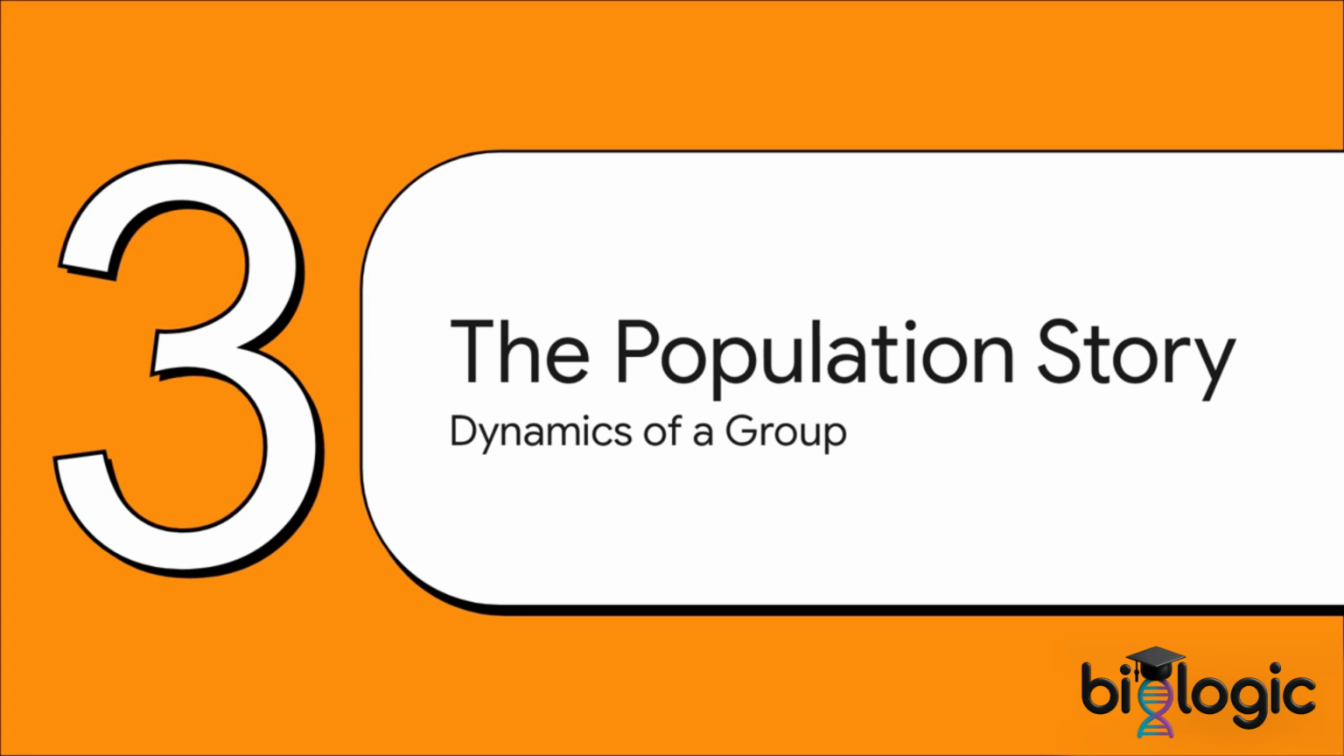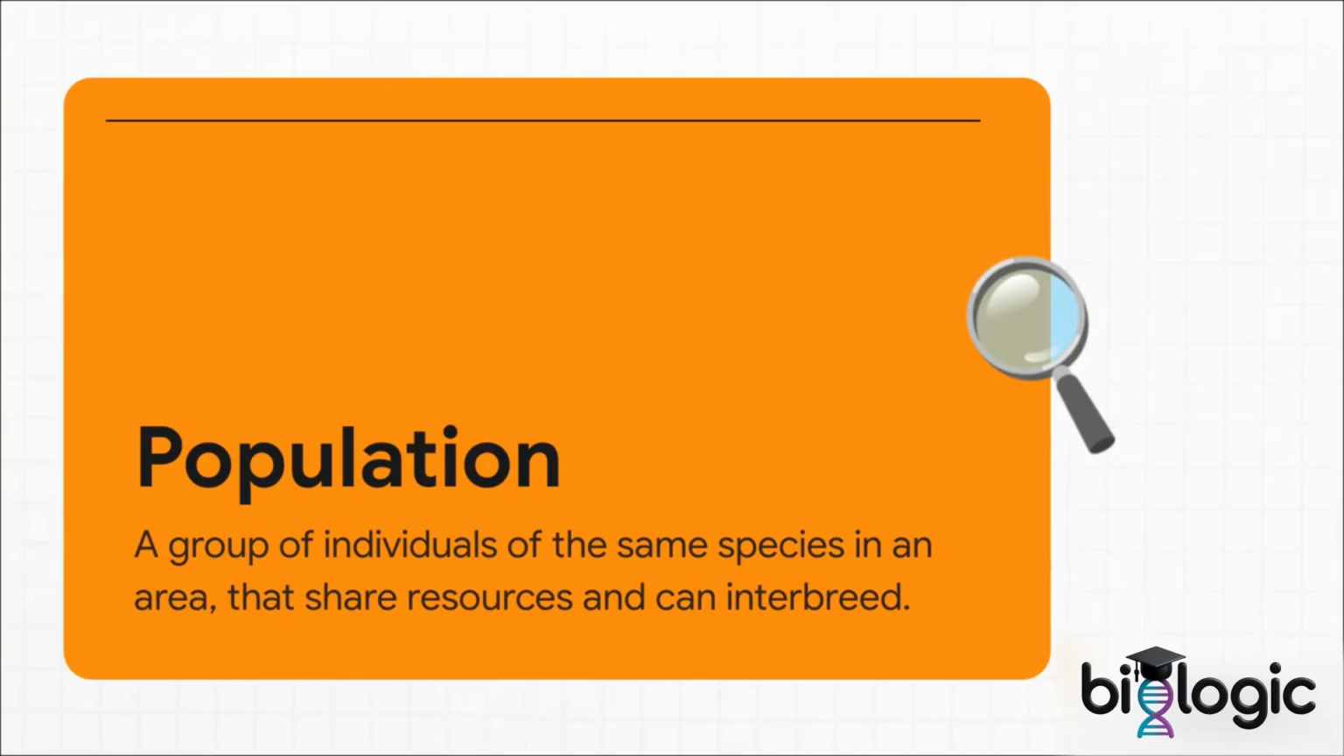Okay, deep breath. We've been zoomed in on the individual. Now, let's pull back, zoom out. What happens when you get a whole bunch of those individuals together? We're climbing back up our hierarchy to the population level. And trust me, this is where things start to get really interesting and dynamic. So, what exactly is a population? Let's be precise.